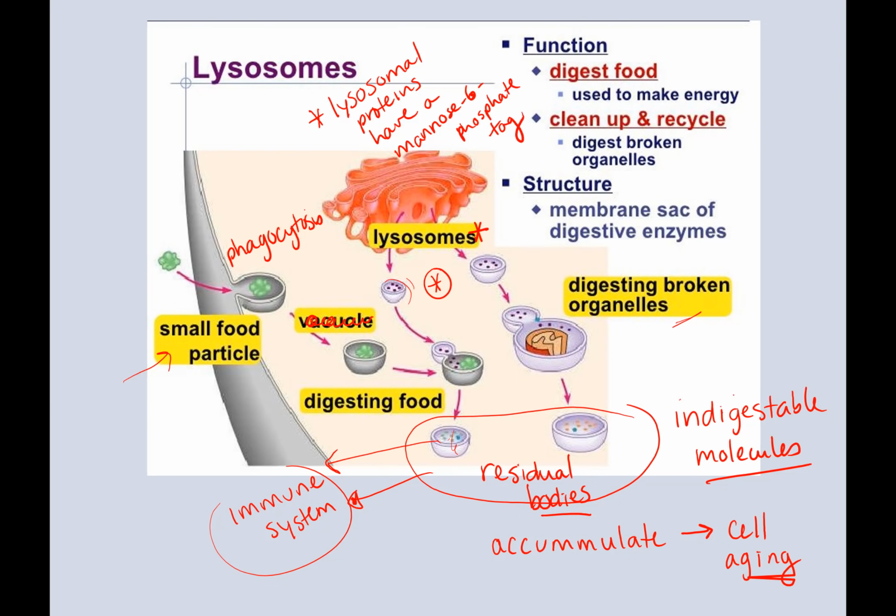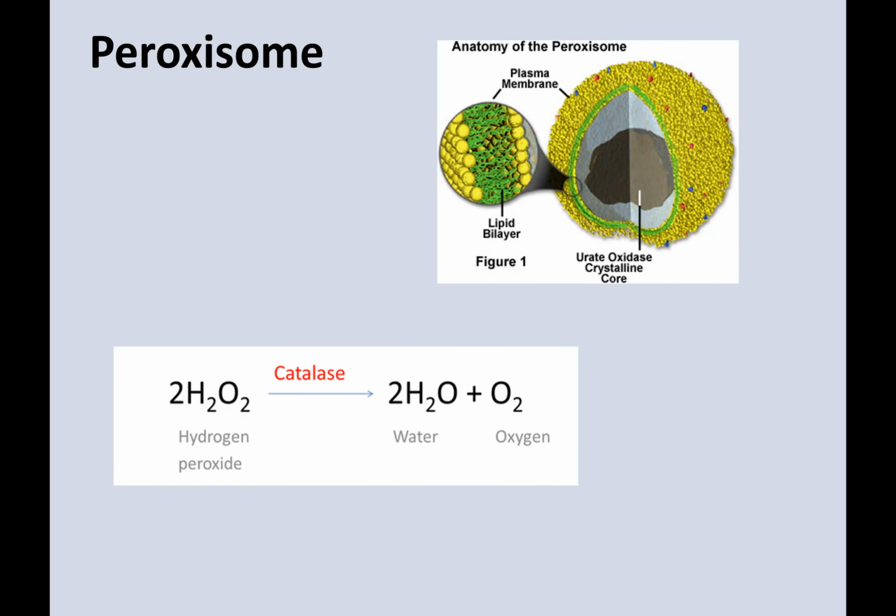All right, I think that's all I want to say about lysosomes. Finally, peroxisomes. So peroxisomes are another type of digestive organelle, but they don't use an acidic environment, and they digest totally different stuff. The main enzyme that characterizes peroxisomes is the enzyme catalase.